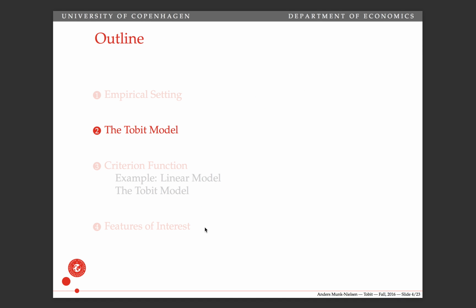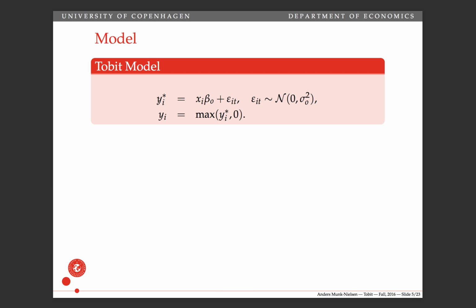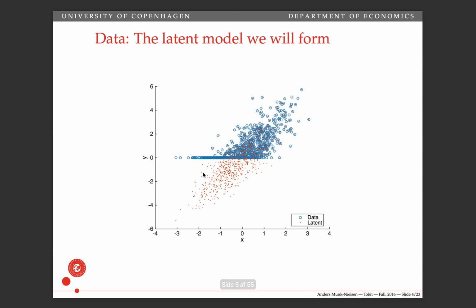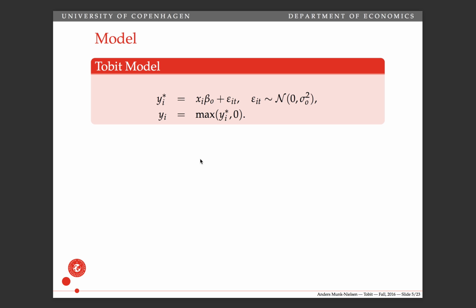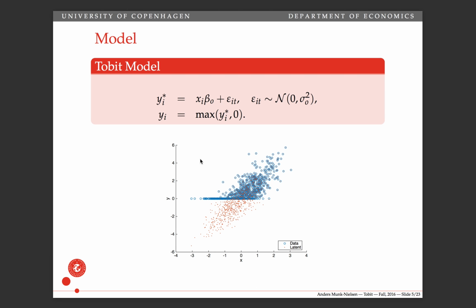Okay, let's look at what the model looks like in math. This is the latent index, the red dots, if you will. It's the standard x beta and a normal error term with variance sigma squared. And then what we observe, the y we observe, is the maximum of this latent index y star and 0. So in other words, if y star is negative, we only observe a 0. So that's what happens here. Here y star is negative, so we only observe a 0 here. And this gives rise to the mass point of y's observed at 0. Here we have it as well.